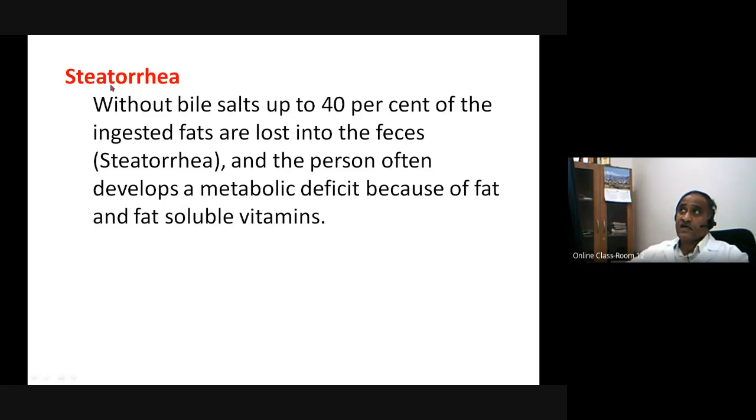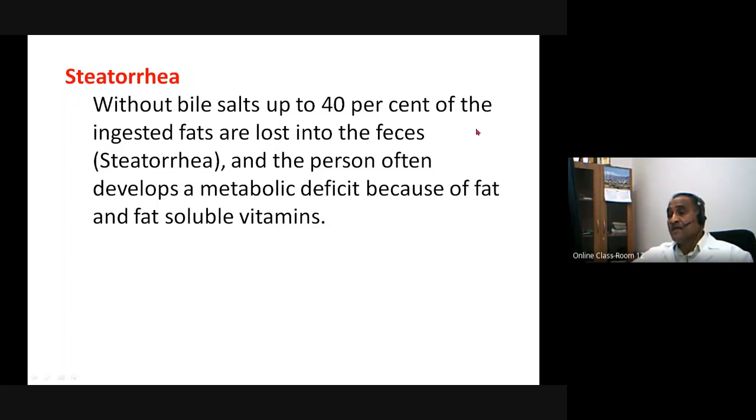What is steatorrhea? Steatorrhea is a condition in which there is an excess amount of fat in the stool. What happens without the bile salts? If there is a stone in the common bile duct, then what happens? The bile will not appear in the duodenum. So without bile salts, up to 40% of the ingested fat is lost. So you can see that 40% of the fat we ingest is lost, and it will be lost in the feces.